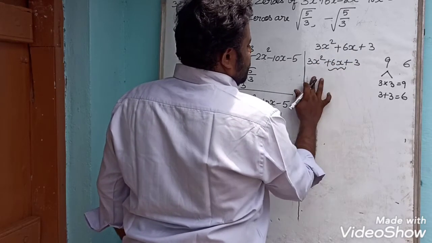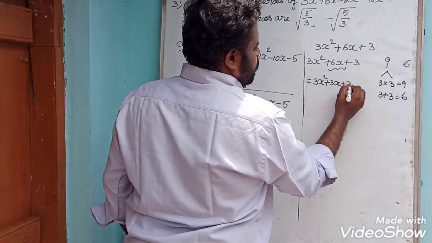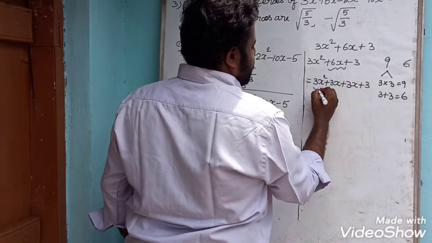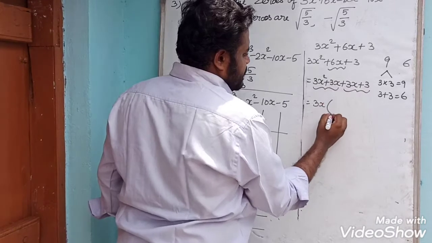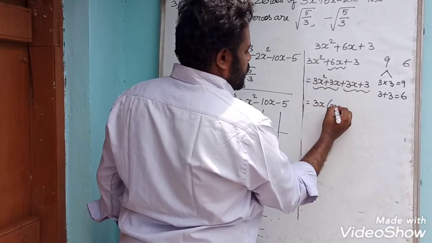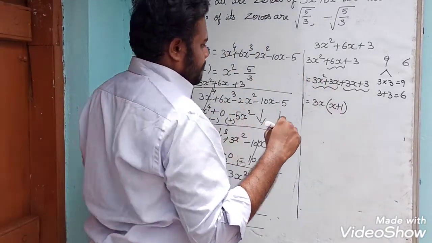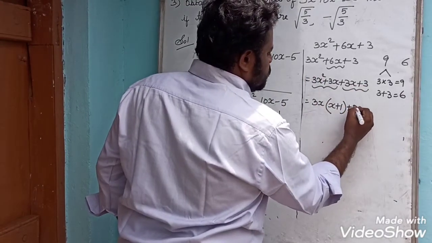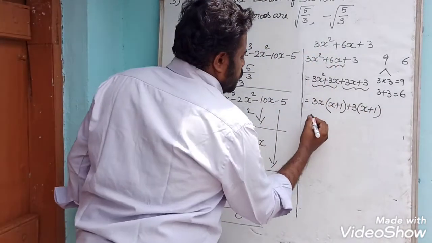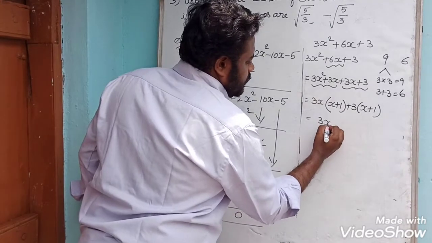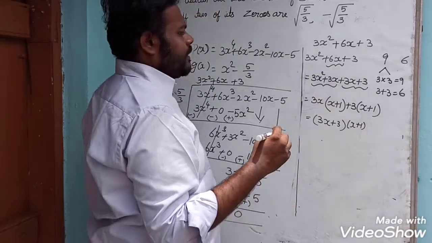This 6x can be split as 3x square plus 3x plus 3x plus 3. So I will take the first two and then the second two. In the first two, the common term is 3x, so the remaining term is x plus 1. And then here we take out 3, so x plus 1. Which is equal to 3x plus 3 and then x plus 1, which is the factor for 3x square plus 6x plus 3.